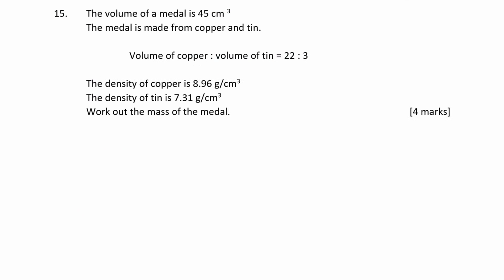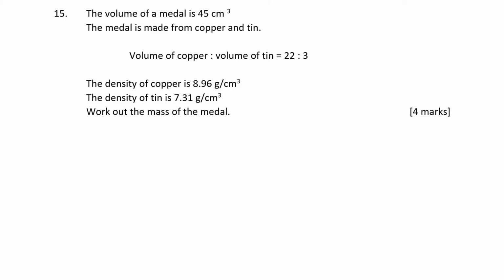Okay. Question 15. The volume of a medal is 45 cubic centimeters. The medal is made from copper and tin, and the volume of copper to the volume of tin is in the ratio of 22 to 3. The density of the copper is 8.96 grams per cubic centimeter, and the density of the tin is 7.31 grams per cubic centimeter. Work out the mass of the medal. Ooh, okay, this is an interesting problem.